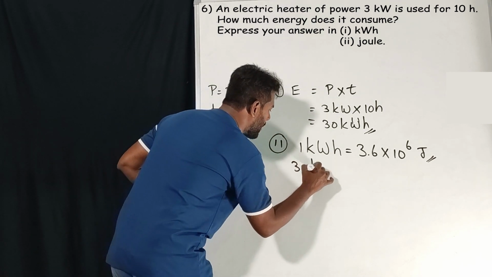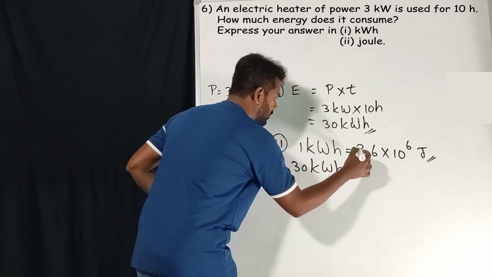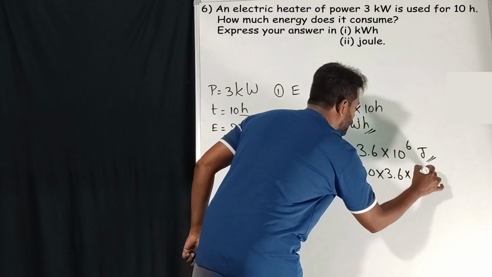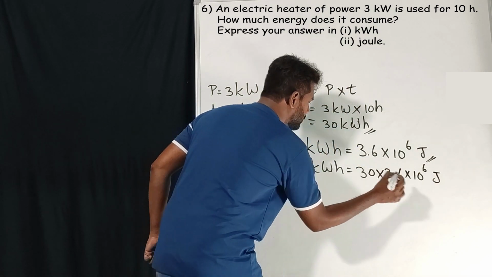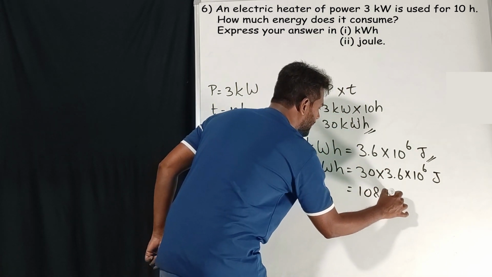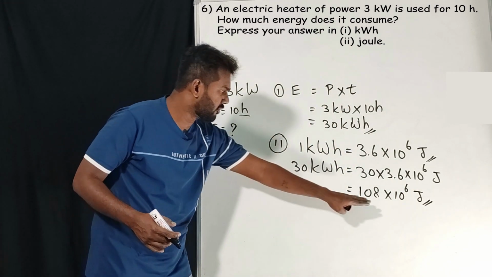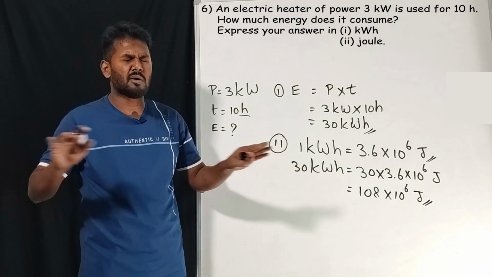So 30 kilowatt hour is equal to 30 into 3.6 into 10 power 6 joule. 30 into 3.6 we will get 108 into 10 power 6 joules. In a few textbooks, if you keep it like this, you will get the full marks, complete marks.